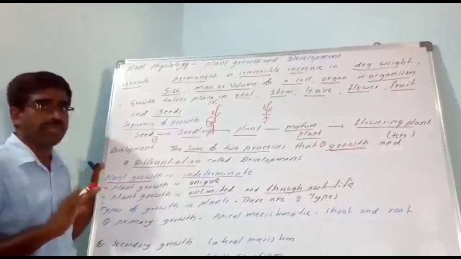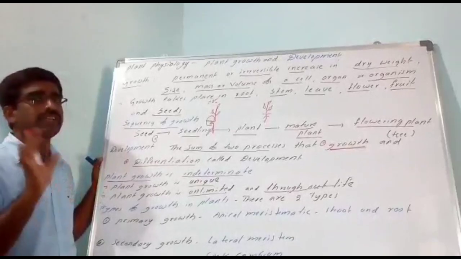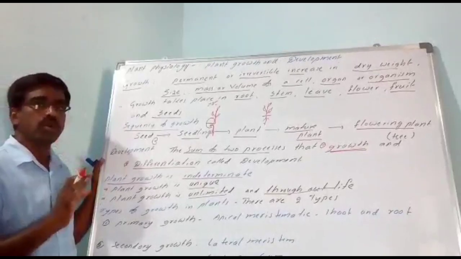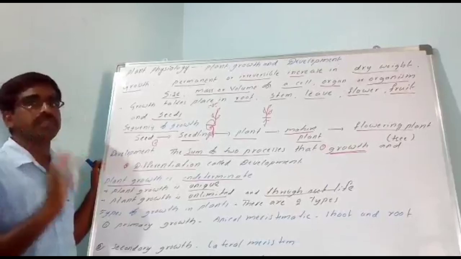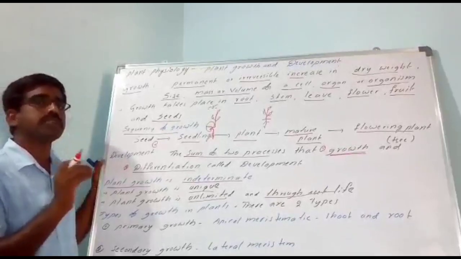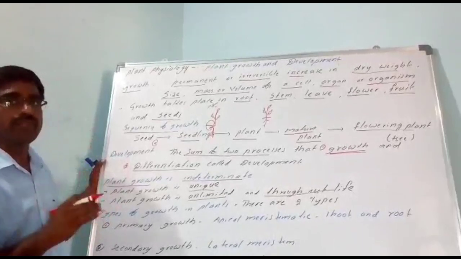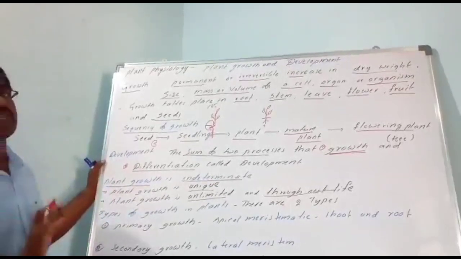But in animals, not like that. Every animal can grow up to a certain period of time. Take the example of human. Humans can grow maximum 14 to 16 years. Then 14 to 16 years, girls' growth takes place. In the boys, 16 and 17 approximate. But in the animals, growth takes place only in that certain period of time.